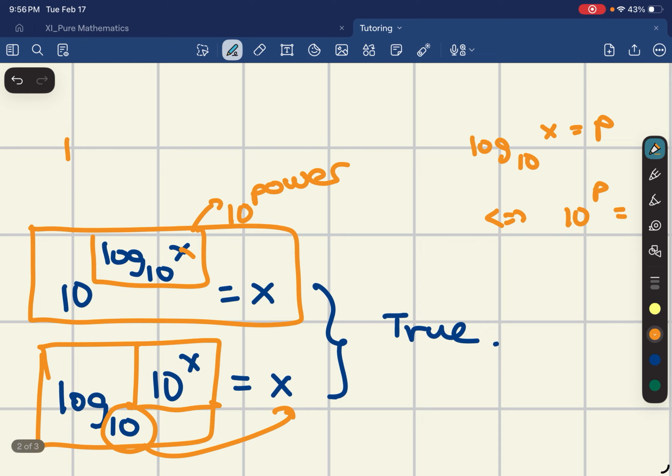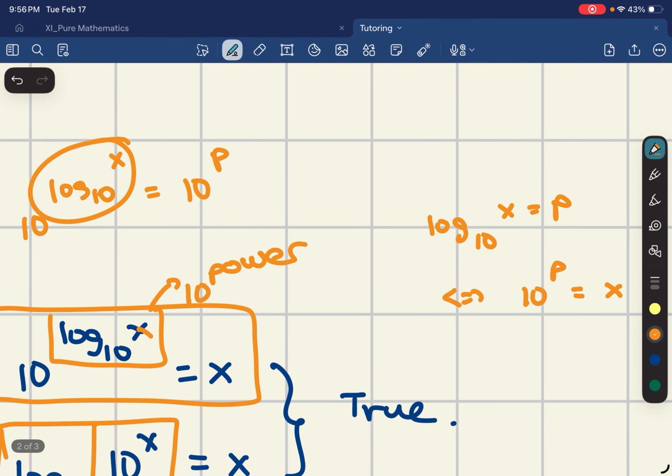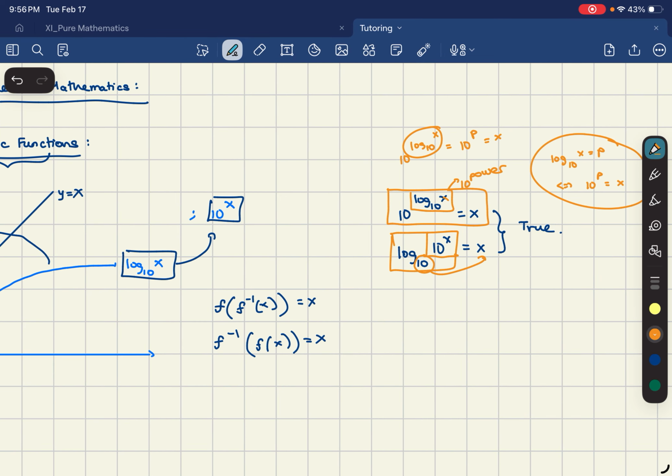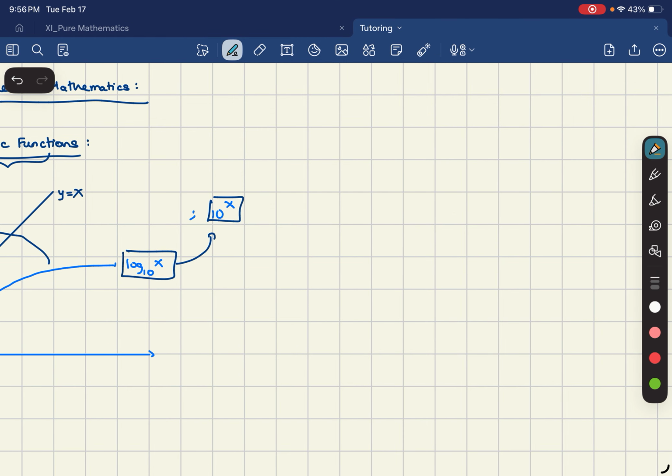And on this side, we have 10 raised to the power log base 10 of x, and we can rewrite this because we just call this p, right? So 10 to the power p, and we know from this definition, from what we have previously discussed, that this is going to be x. So you can see that they are inverse functions. They satisfy the properties of inverse functions. And this is true for actually any base. We will discuss that later on.